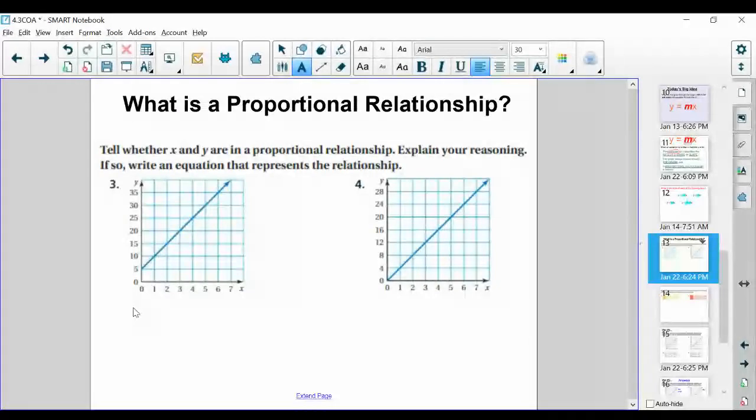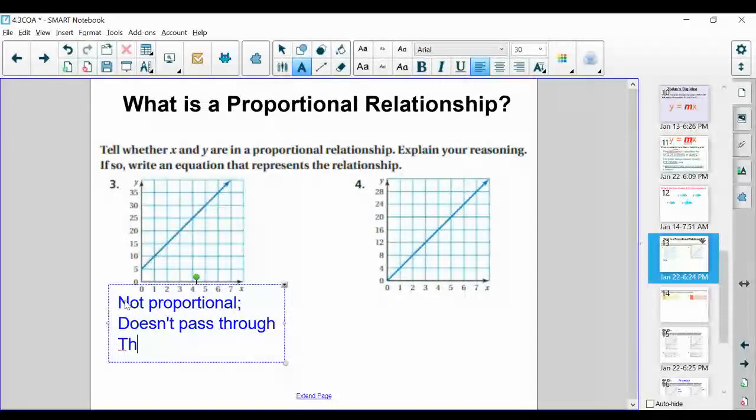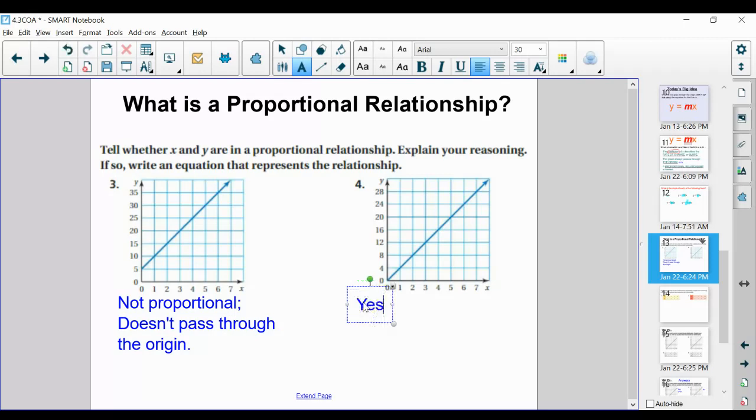Is number 3 a proportional relationship, and how do you know? Well, number 3 is not going to be proportional because it doesn't pass through the origin. It doesn't go through 0, 0. So we know that graph number 3 is not going to be proportional. What about number 4? Is number 4 proportional, and how do we know? Yes, number 4 is proportional.